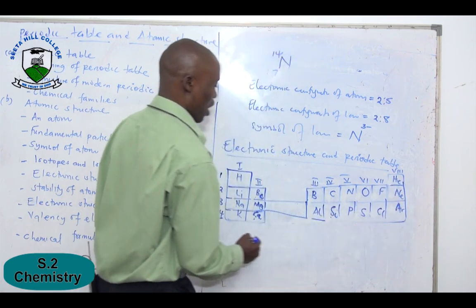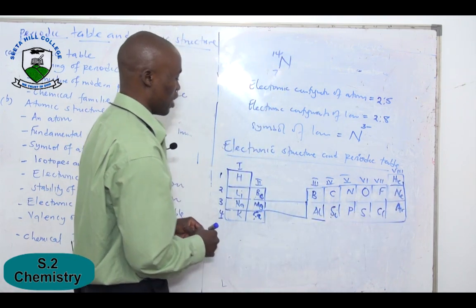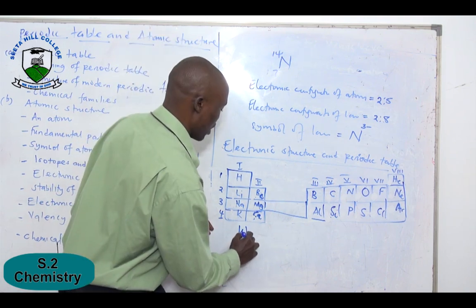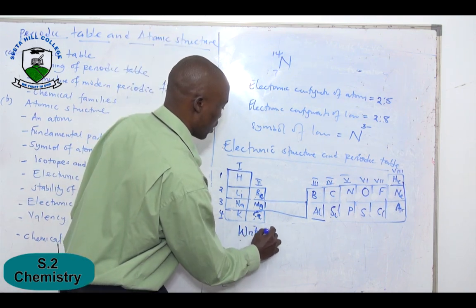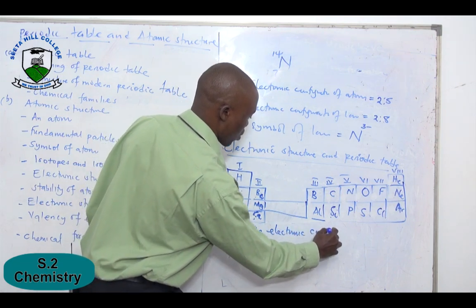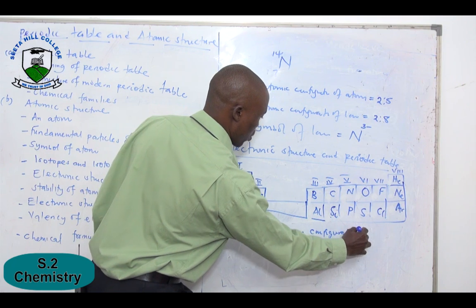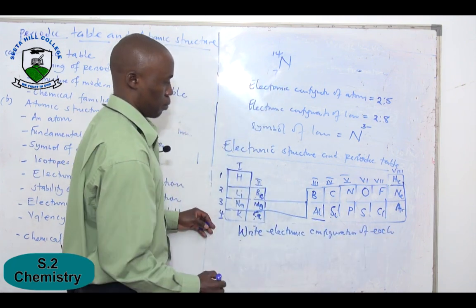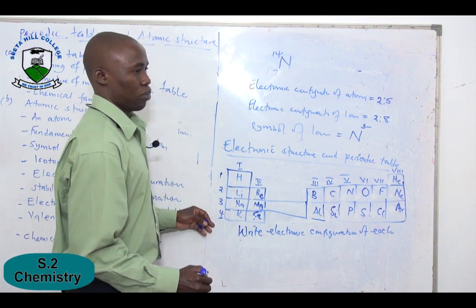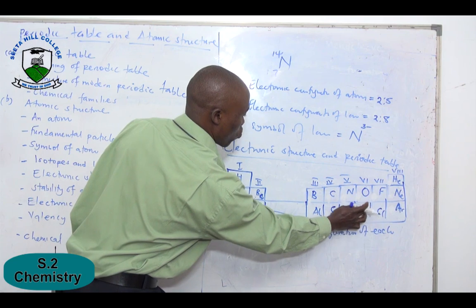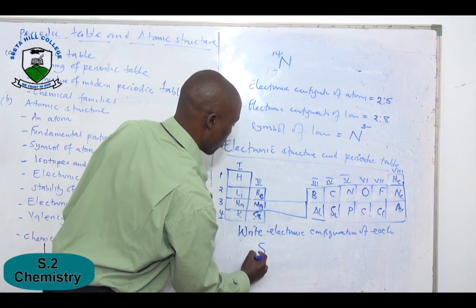And now, how do we write configuration here in case the periodic table is provided? Like if you write electronic configuration of each. Like if we say write configuration for sulfur.